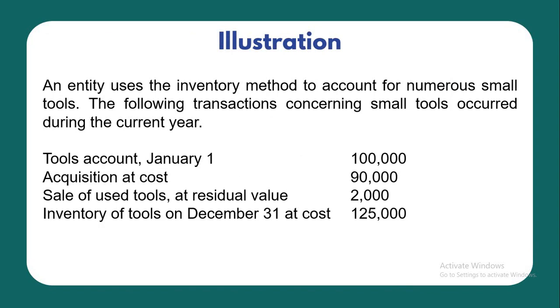So, say for example, an entity uses the inventory method to account for numerous small tools. The following transactions concerning small tools occur during the year. Total costs of tools account on January 1 or beginning is 100,000. Acquisition at costs is 90,000. Sale of used tools at residual value 2,000, and inventory of tools on December 31 at costs is 125,000. Okay?